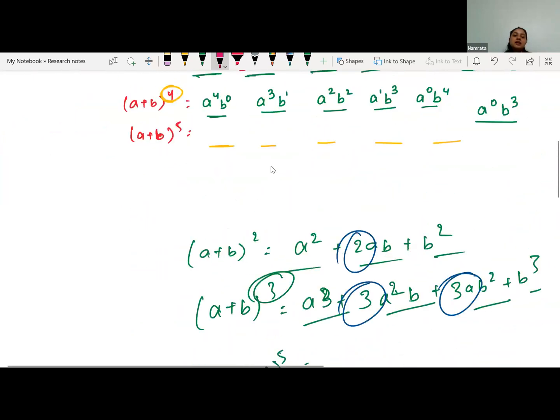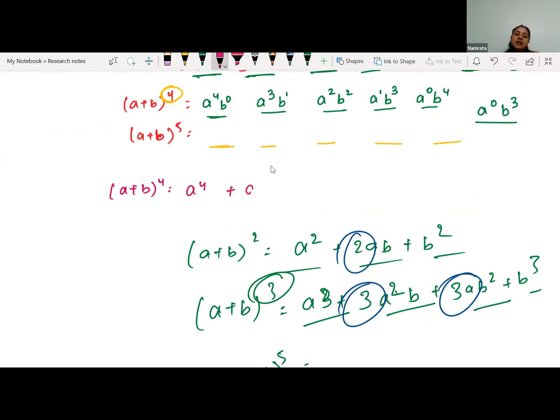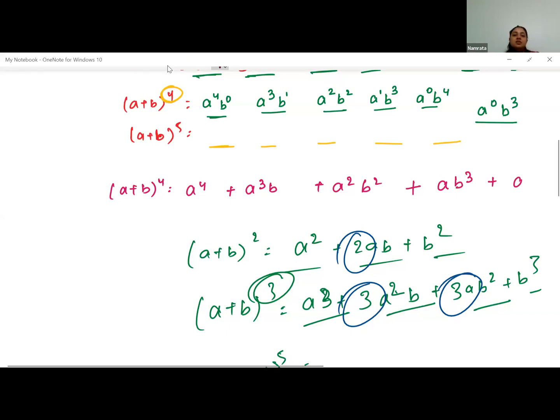Okay, so basically a plus b to the power 4 will come out as a to the power 4 plus a cube b. Here power of b was 0, plus a square b square. Power of b I am increasing and power of a I am decreasing. Can you see it? Yes, ma'am. Then a power I will decrease and b power I will increase. Then a power I will decrease more, that means it will be 0, and b power I will increase. So at last it will be b to the power 4.